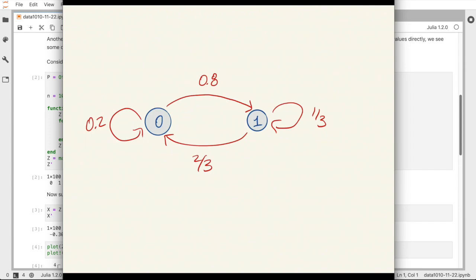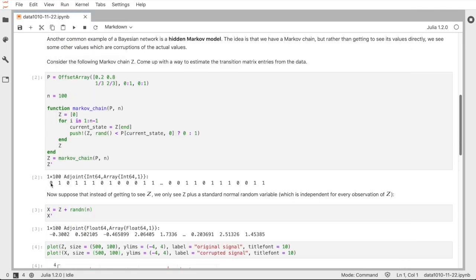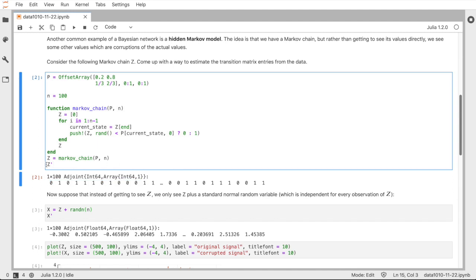So this is our Markov chain, and it's going to contribute the hidden variable z in this problem, hence hidden Markov. So here we're generating an example sequence of observations from the Markov chain z. So we're defining this offset array. That's an array where the starting index of each axis can be something other than 1. So here we're going to want to talk about a Markov chain whose states are 0 and 1 rather than 1 and 2. We define an offset array with indices 0 and 1 for both axes.